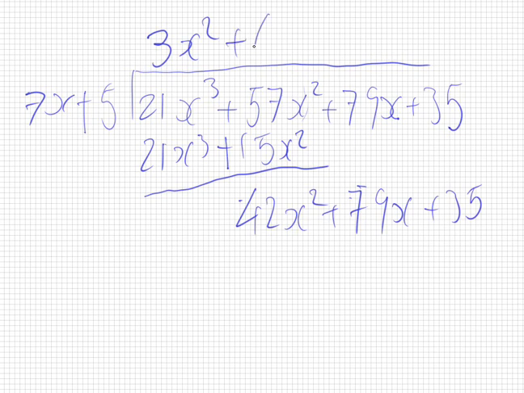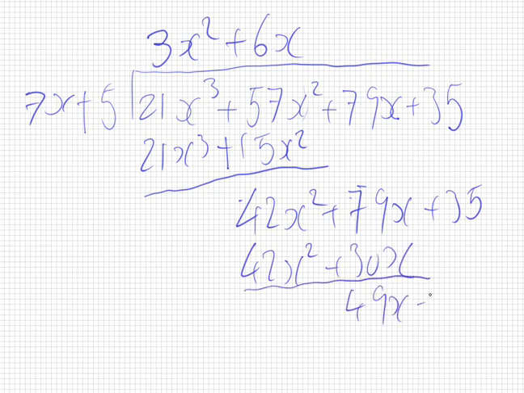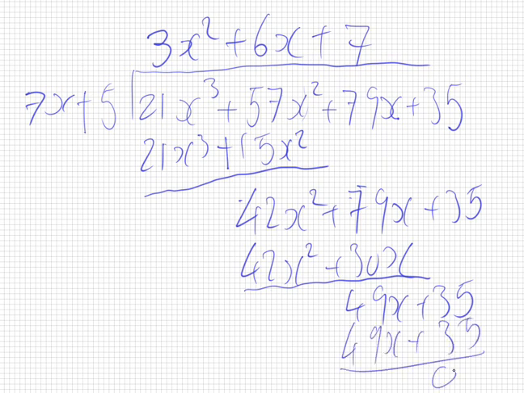6 needs to be next, 6x. So now I get 42x squared plus 30x. Subtracting, 49x plus 35. What's left? Plus 7. And when I multiply by 7, I get perfect, no remainder. So this is my missing quadratic here.